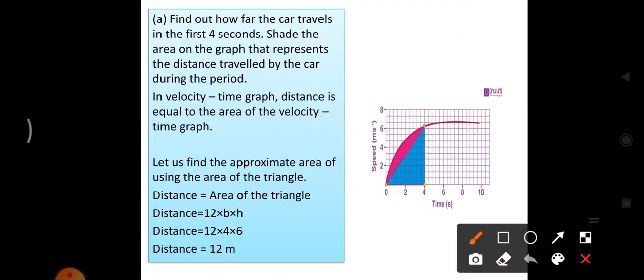See how to find the time. The time is 0 to 4, so 4. The distance, this is a distance 0 to 6.